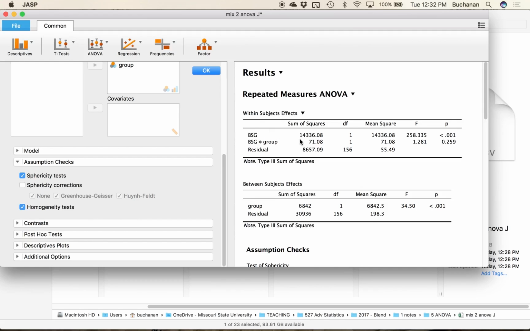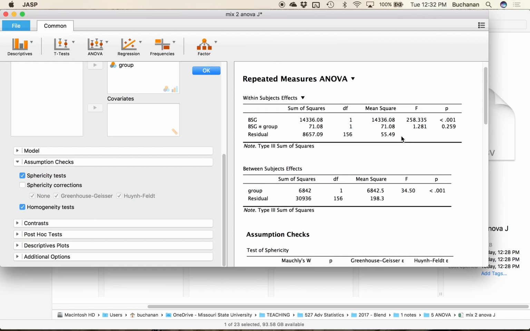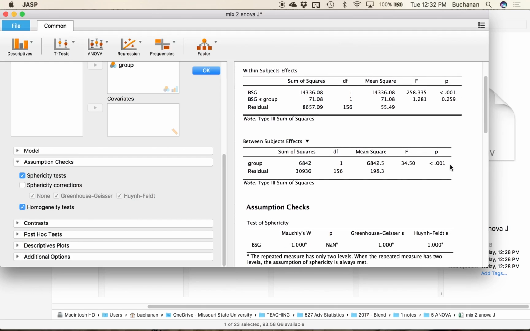So here, everything for the repeated measures variable is going to be within our within subjects box. And so our BSG variable here is significant. Okay. So there is a significant effect of backward strength between low and high. BSG by group interaction is not significant, which sucks. We're going to pretend like it is to follow up on so you can learn how to do an interaction post hoc test, but it is not in this particular case. And then our between subjects effects, the group variable here is also significant.